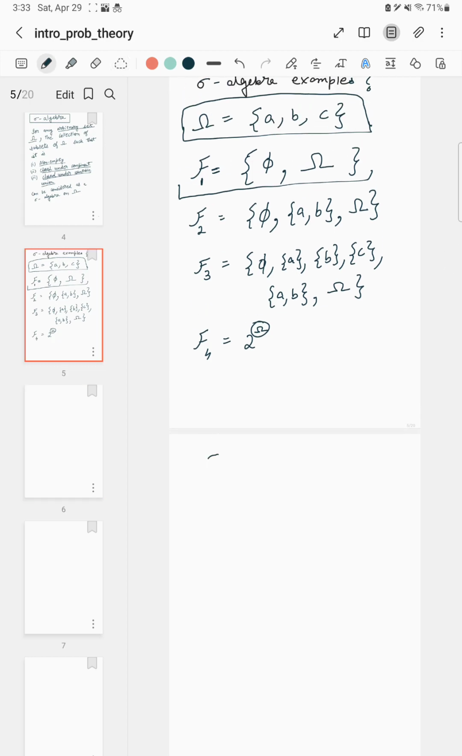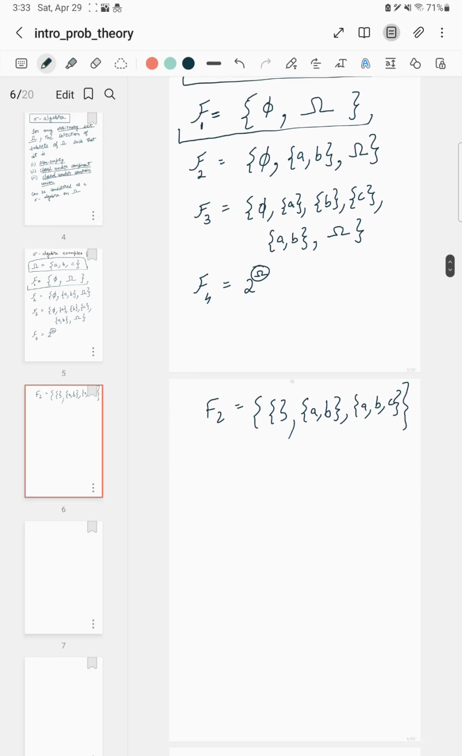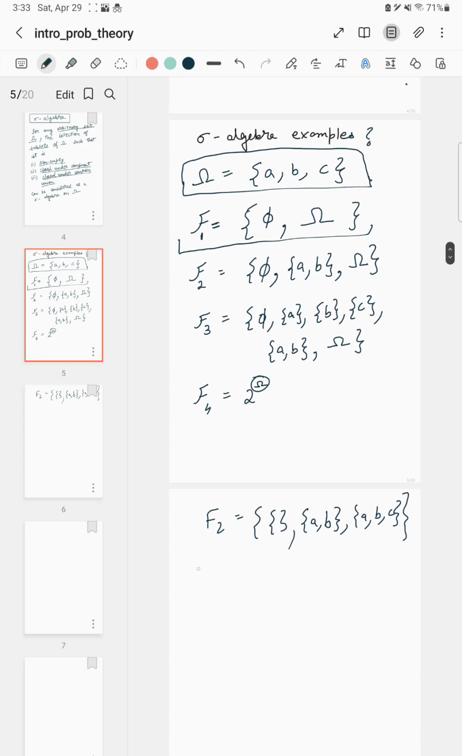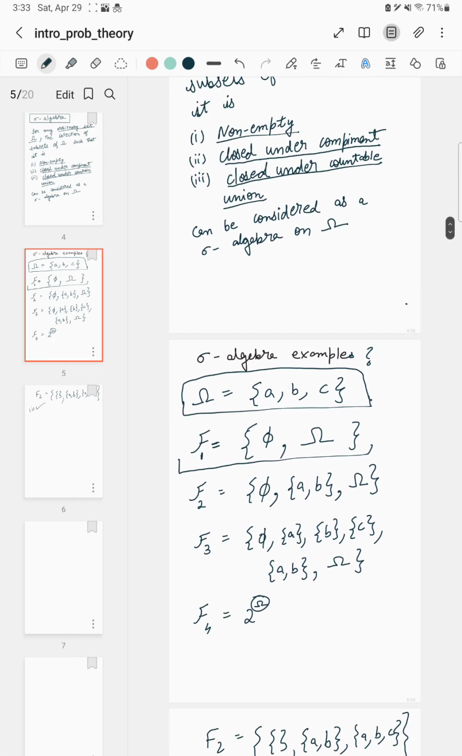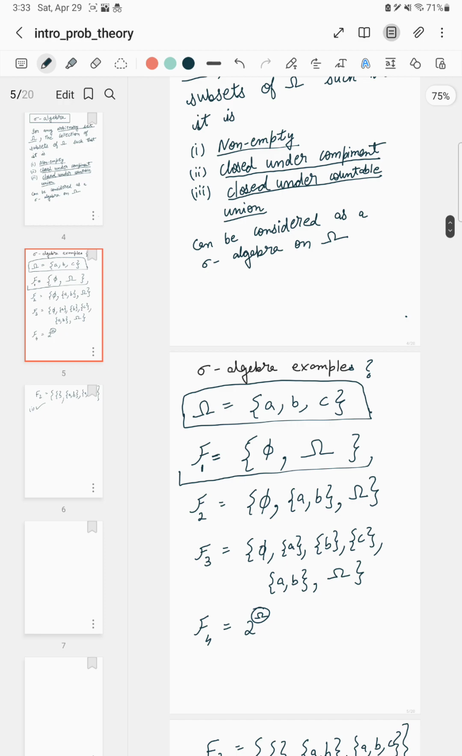F2 is a set of the null set, {A, B}, {A, B, C}, phi, {A}, {B} and omega. And let's see if it is non-empty. Yes, it is non-empty. So the first property is satisfied, that it's non-empty.